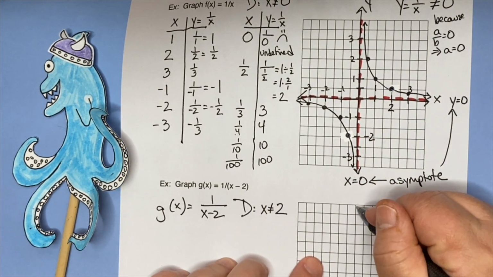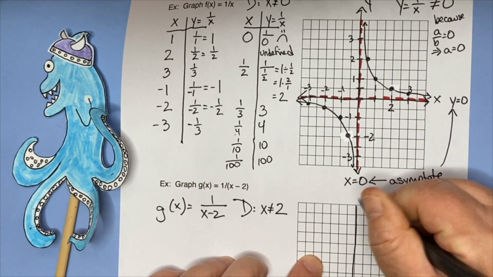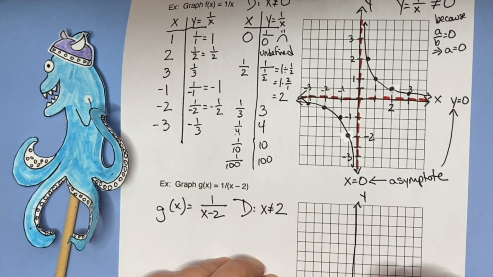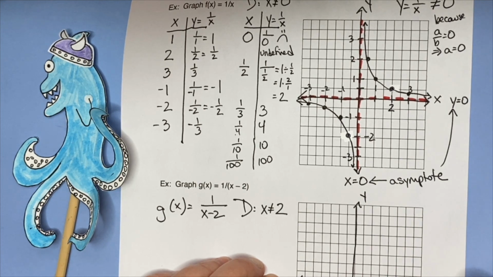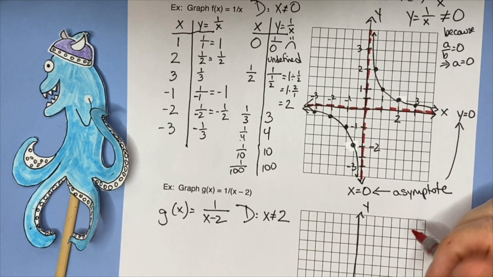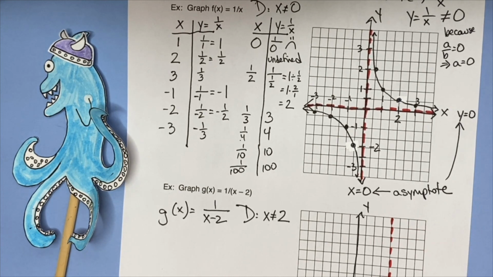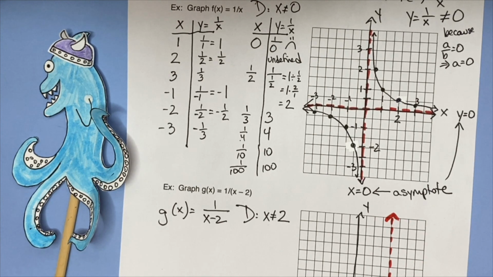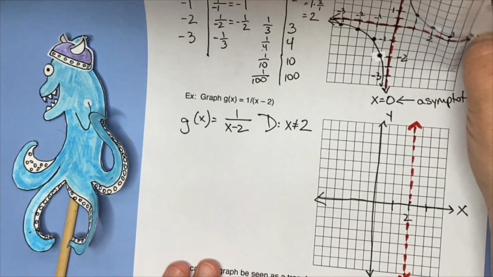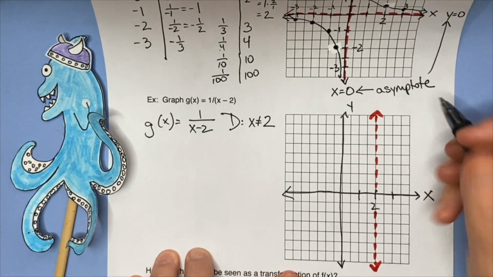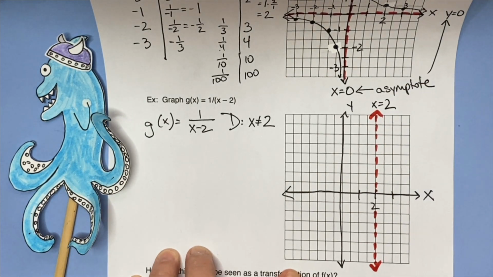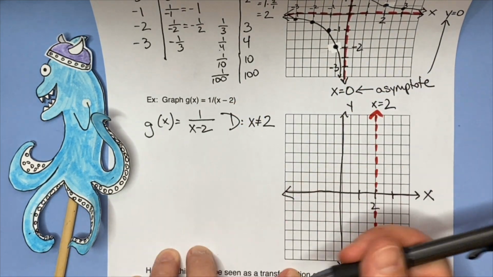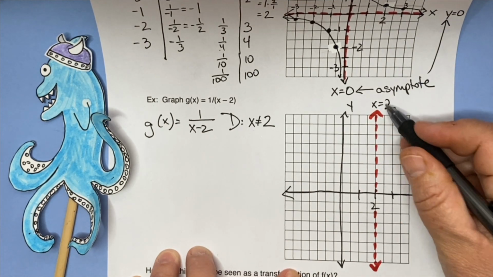So let me get my basic graph in. There's y. There's x. There's 1. There's 2. There's 3. So here, I would just have my vertical asymptote move over. Let me scooch this up so you can see it. I would move my vertical asymptote over to x equals 2. So the whole graph shifts to the right because this is the value that x can't be.